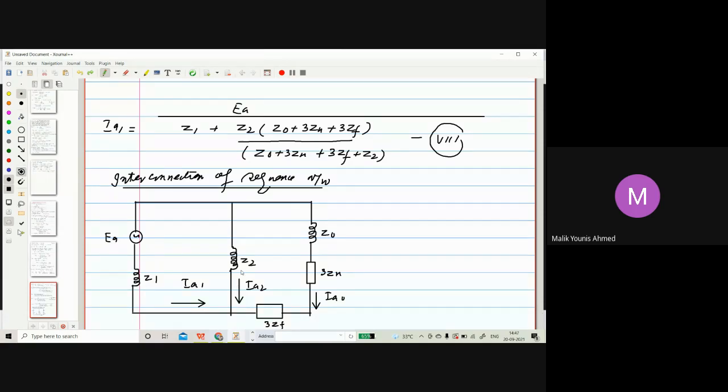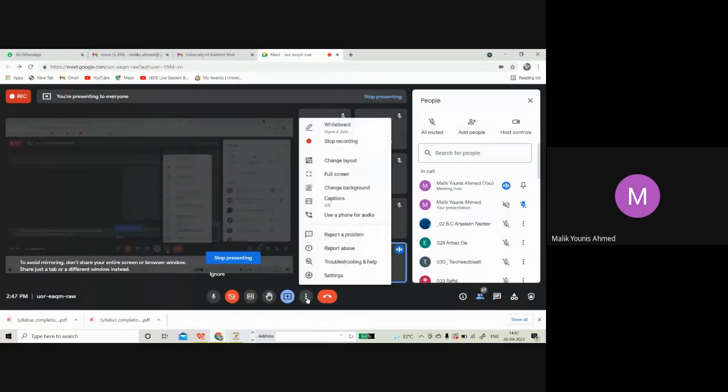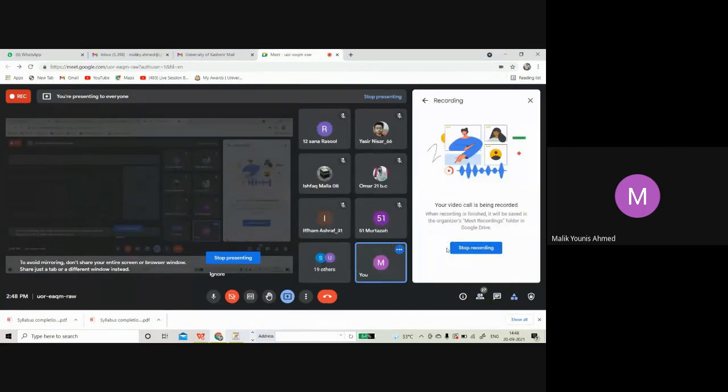So that's all about the double line to ground fault, which was the last among the unsymmetrical faults. Then we'll have some numericals, some GATE numericals, and then this unit will be concluded. Okay, let me stop this.